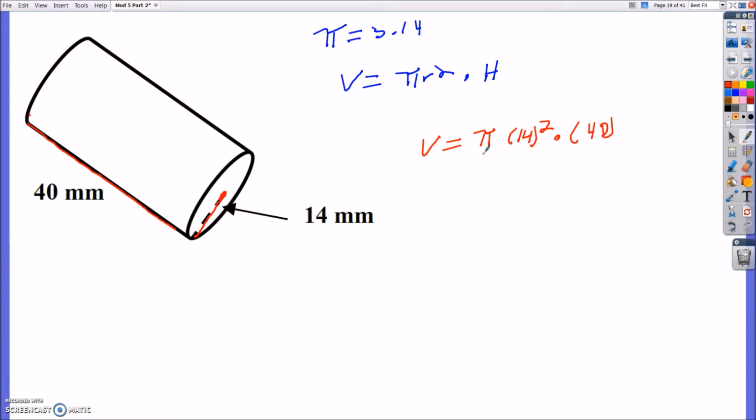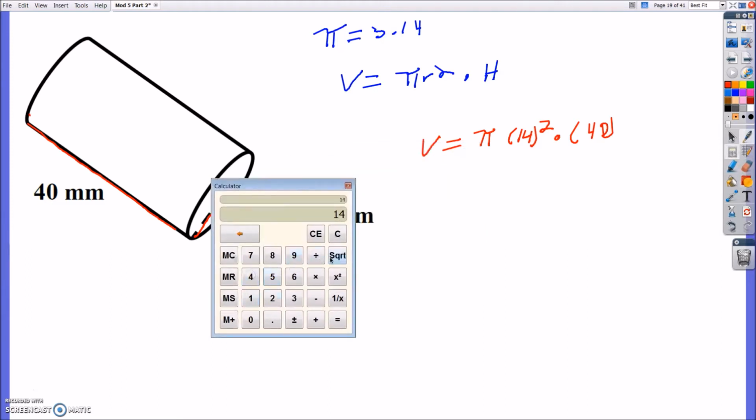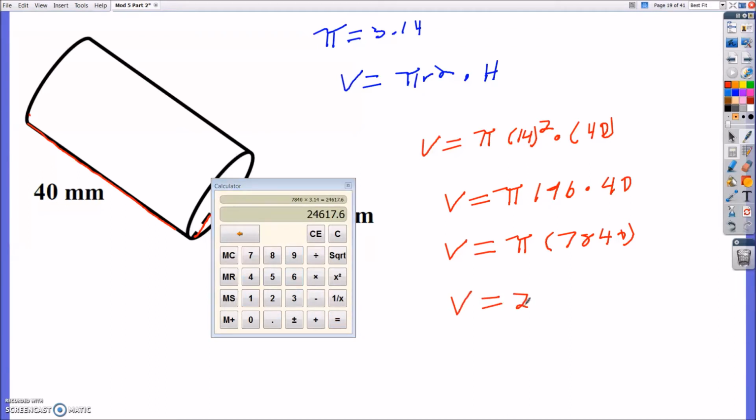Now, I personally always use pi until the very end, then I plug in 3.14 to make it a little easier. So let's go ahead and bring up a calculator and solve this. I'm going to have 14 to the second power, and so I'm going to have V equals pi times 196 times 40, because that's my height. So I have volume equals pi times 7,840, and then I'm going to multiply pi, which is 3.14, times 7,840. And that's going to be my total volume: 24,617.6, and we use my units of millimeters. And since we're talking about volume, we're going to put cubed.